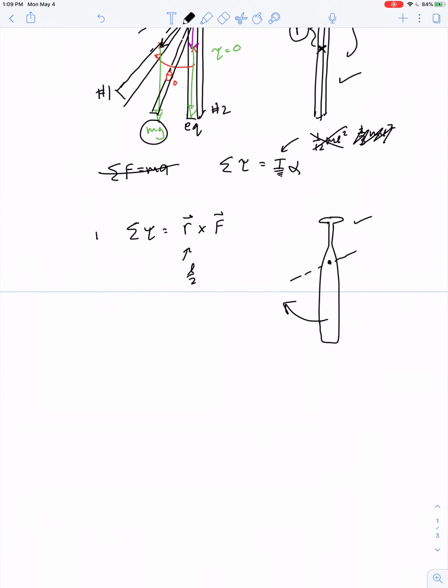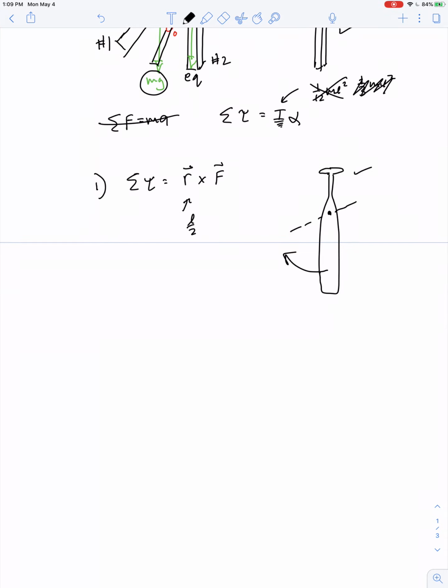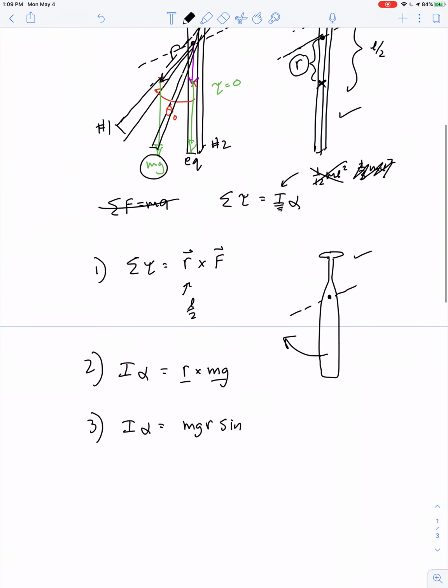So we're starting step one with this expression for torque, and we can make a substitution based on Newton's second law, replace net torque with I alpha. So I alpha is equal to R cross F. Well, F is mg, okay? So we get I alpha is equal to mgr sine. Anytime we take a cross product, then the magnitude of that cross product is just the magnitude of the two vectors multiplied by the sine of the angle between them.